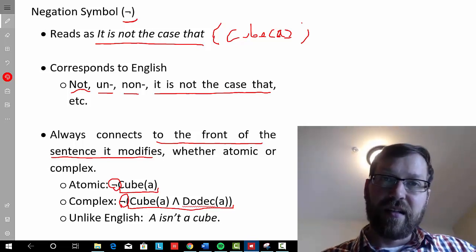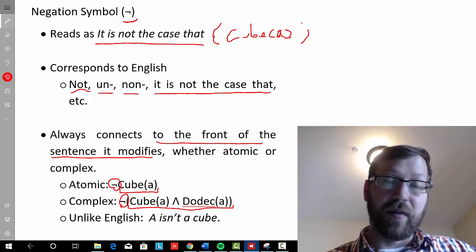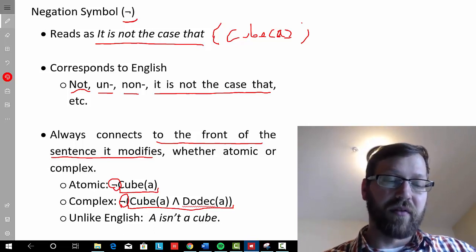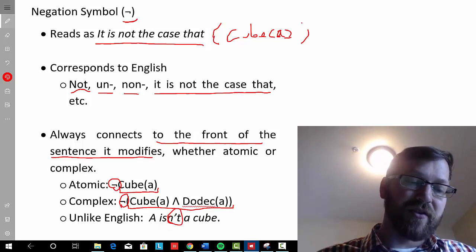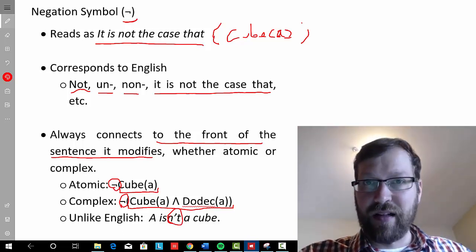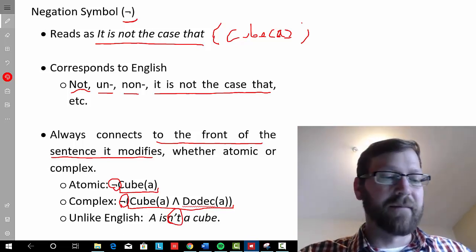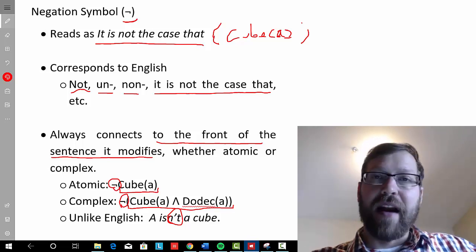So again, the negation symbol goes out in front of the sentence that's being modified, and that's different than how English works, and probably different than how most other natural language works. So in English, we have the negation occurring inside of the sentence. It's embedded in it instead of going out in front.